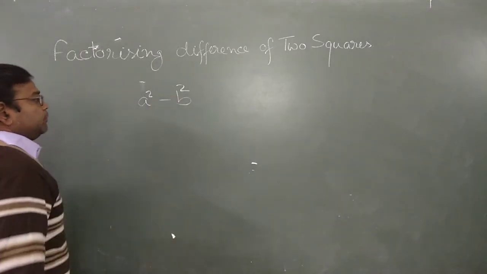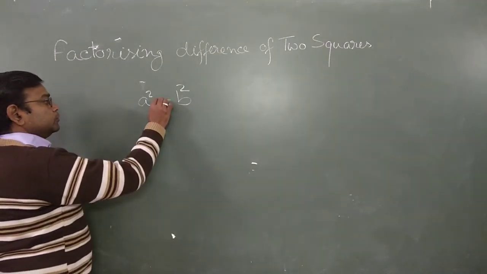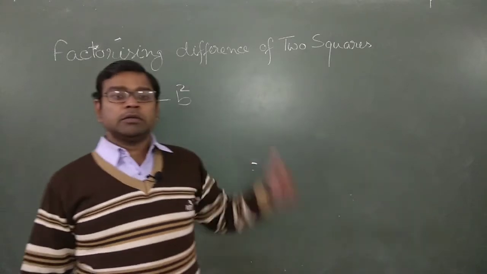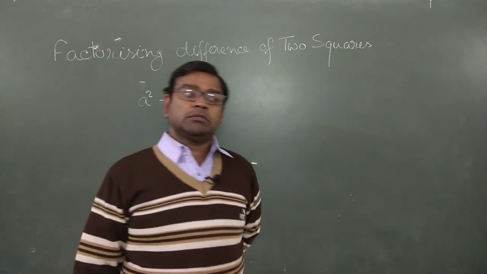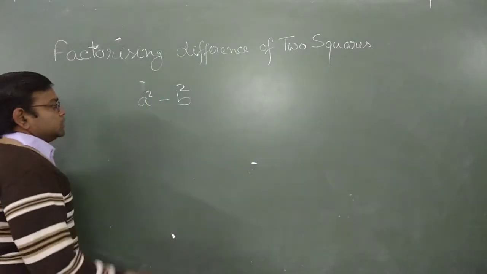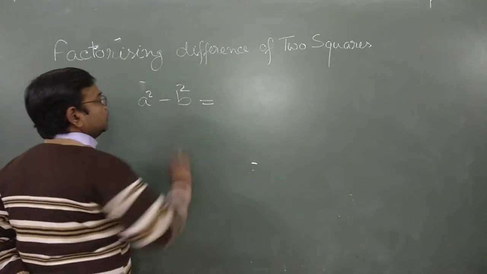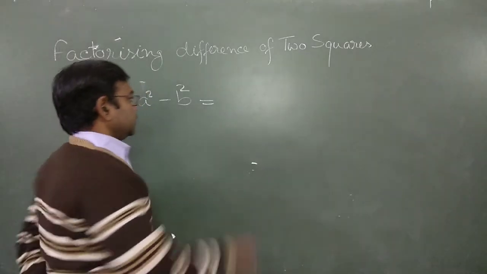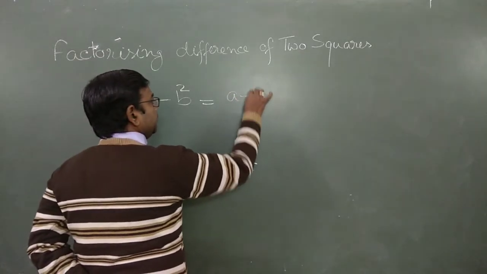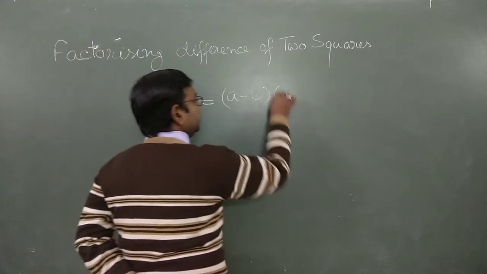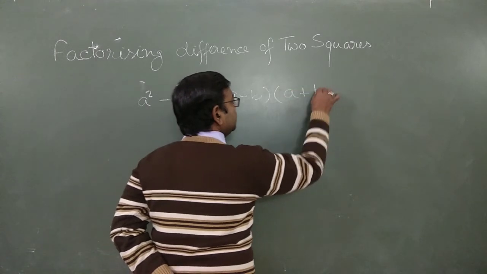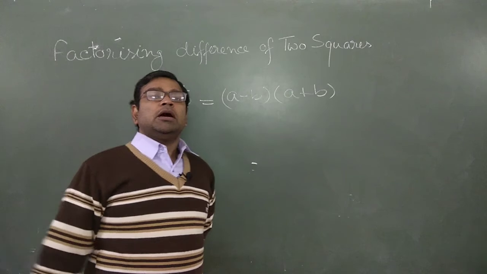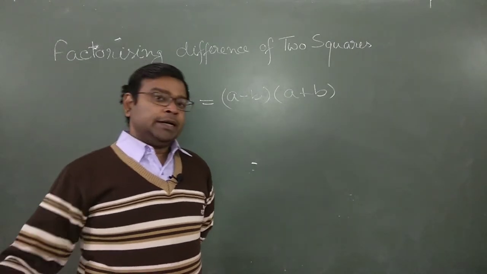difference, means sign of minus. How do you find the factors of these two terms? As you know, from the difference of two squares formula, it is (a minus b) and (a plus b). We already discussed this in the last chapter, that is your special products and identities.